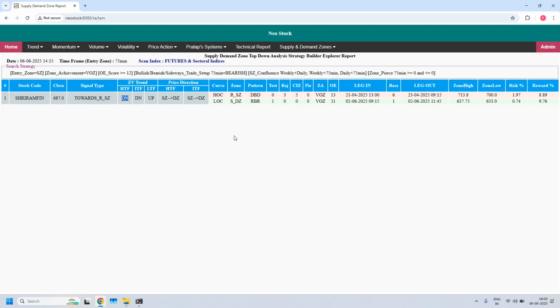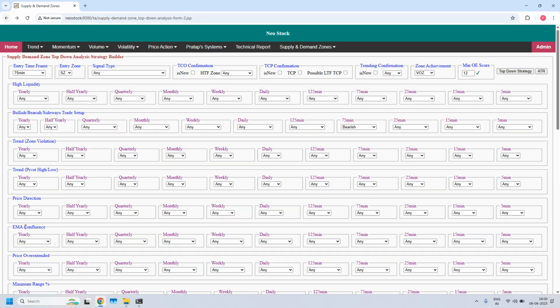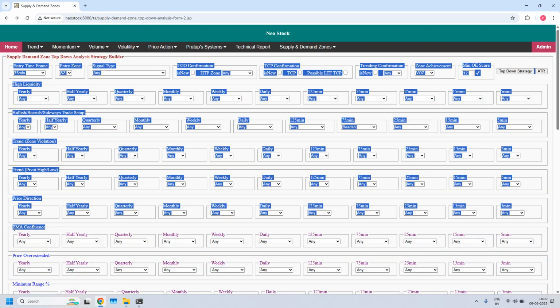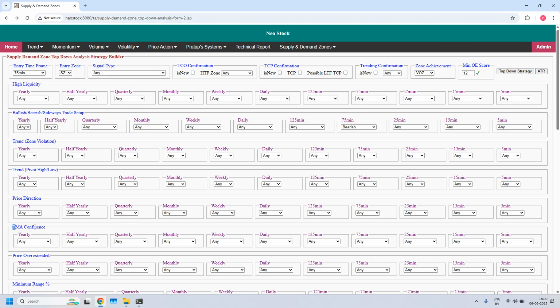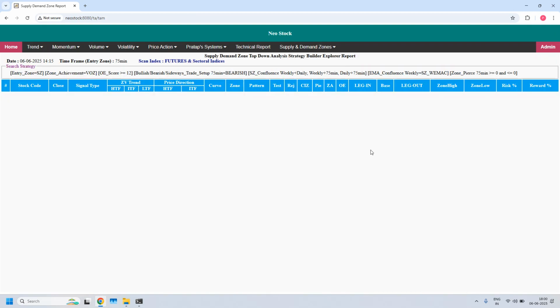So let's verify if weekly supply zone having weekly EMA confluence. Checking weekly supply zone having weekly EMA. Anyway, trend is downtrend. We did not get any EMA confluence. Okay, this is bearish trade setup for weekly income trade.